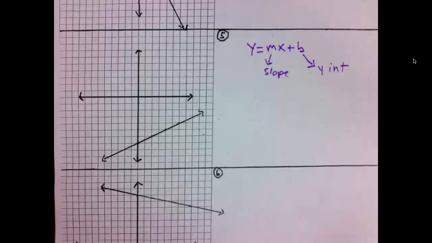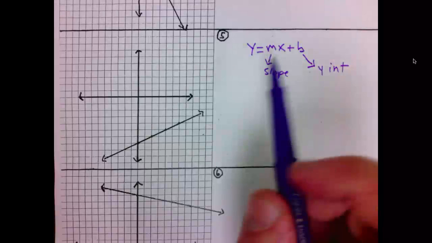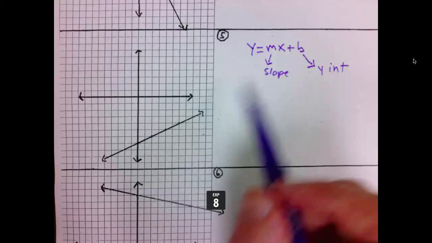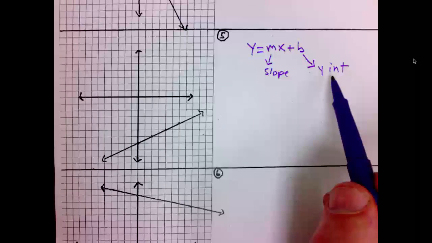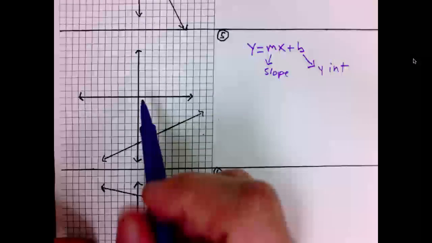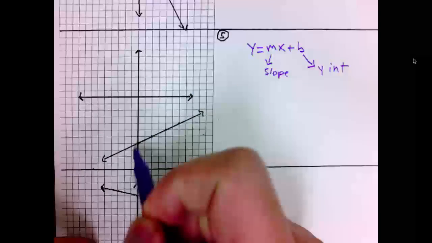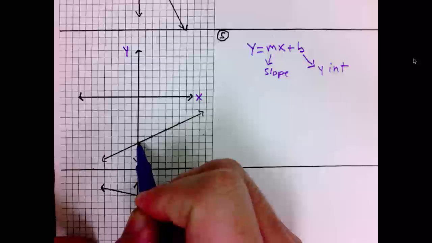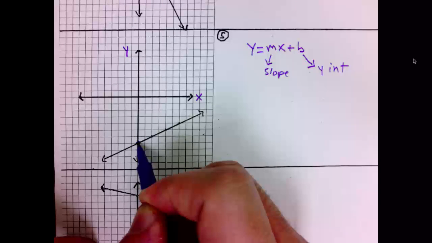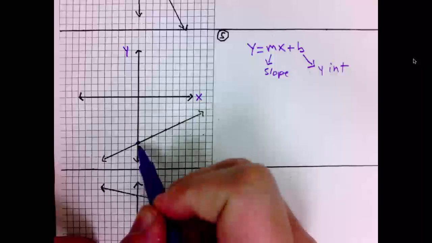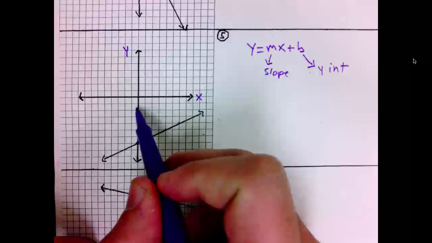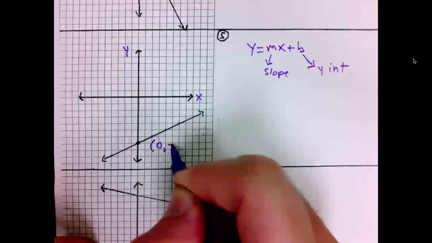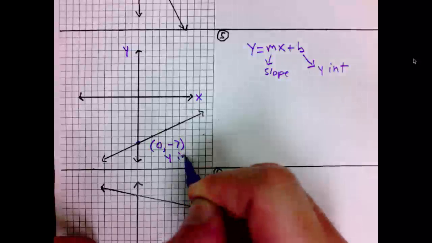We learned a two-step process for taking our line and turning it into an equation in slope-intercept form. The first thing we do is identify the y-intercept. The y-intercept is the point where the line intersects our y-axis. This is our y-axis, this is our x-axis. In this case, that point is right here. Our line intersects our y-axis at this point. That's negative 1, 2, 3, 4, 5, 6, 7. (0, -7). This is our y-intercept.